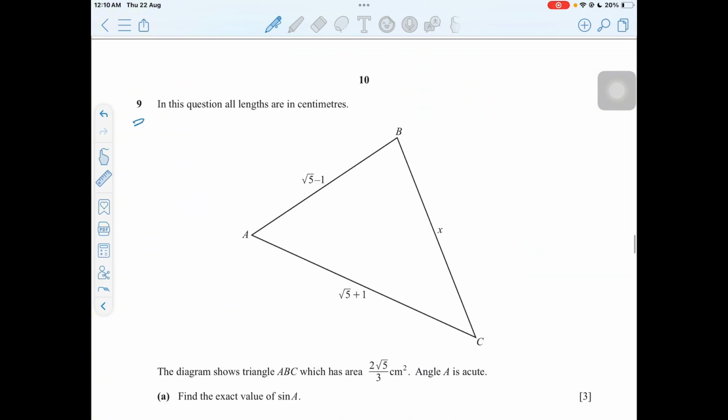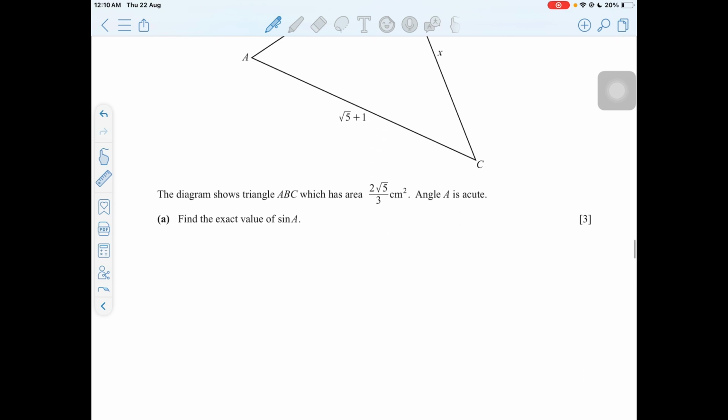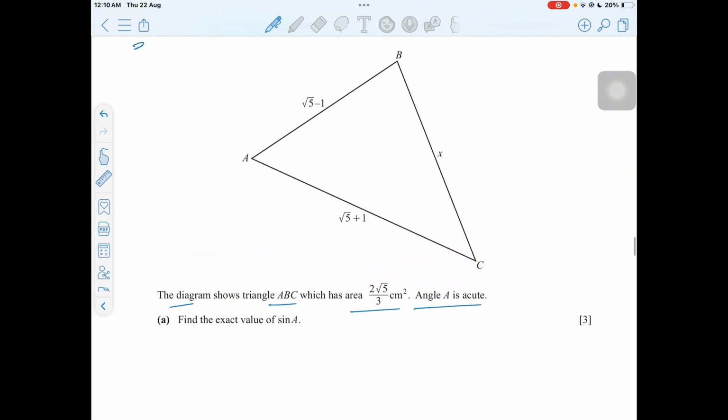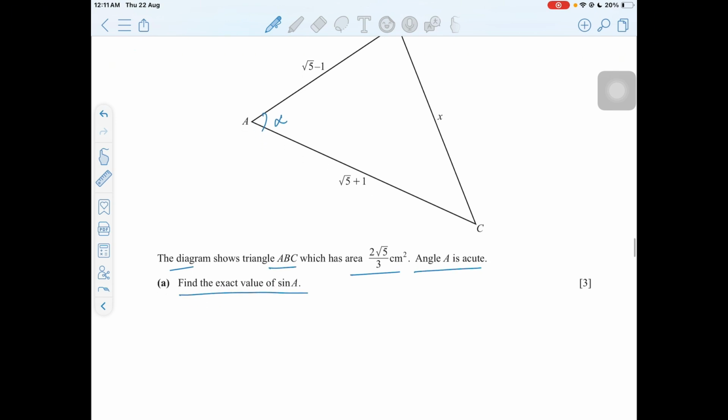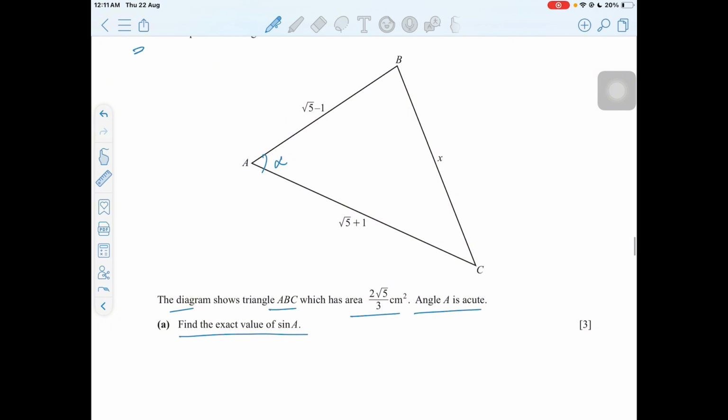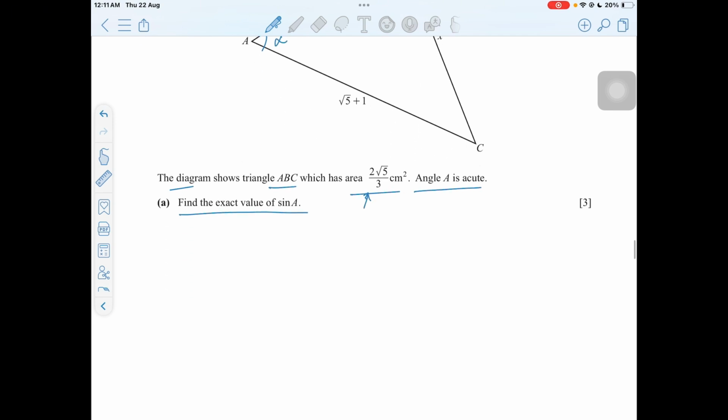Now moving on to question 9, in this question all lengths are in centimeters. The diagram shows ABC, which has an area of this. Angle A has to be acute, right? Find the exact value of sine A. So for sine A, we can use the sine rule over here, or we can use the area of the triangle, because the area of the triangle is given.